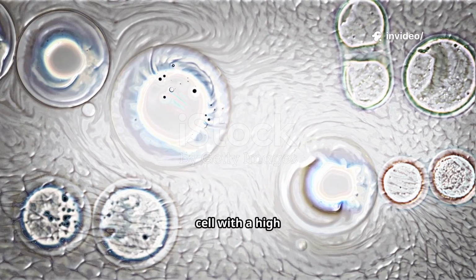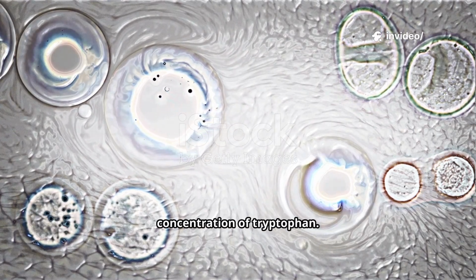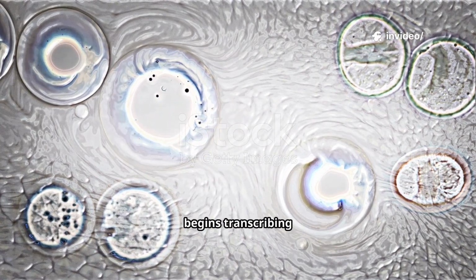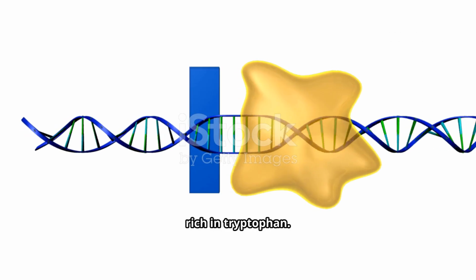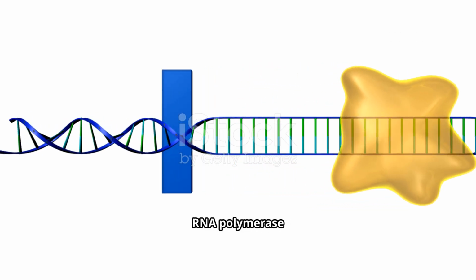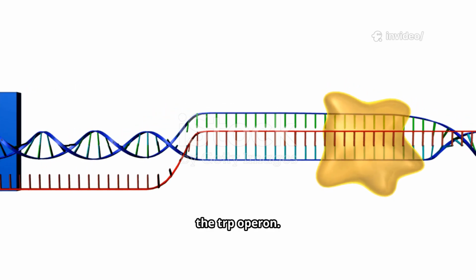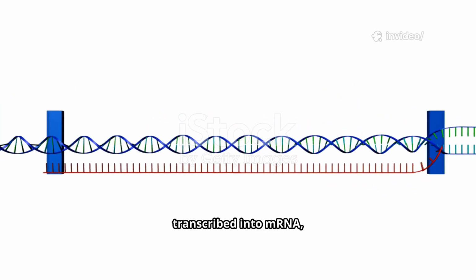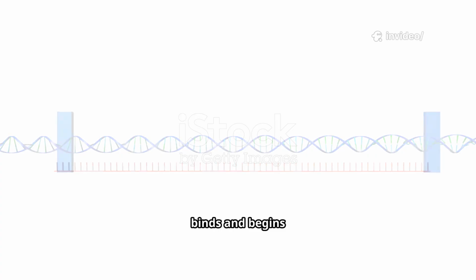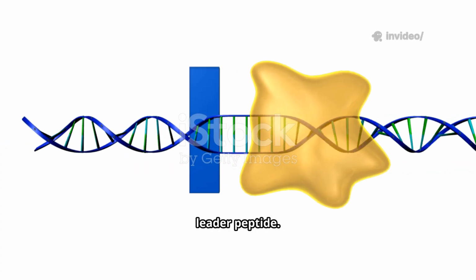Animation shows a cell with a high concentration of tryptophan. RNA polymerase begins transcribing the leader sequence. Imagine the cell is rich in tryptophan. RNA polymerase starts transcribing the TRP operon. As soon as the leader sequence is transcribed into mRNA, a ribosome quickly binds and begins translating the leader peptide.